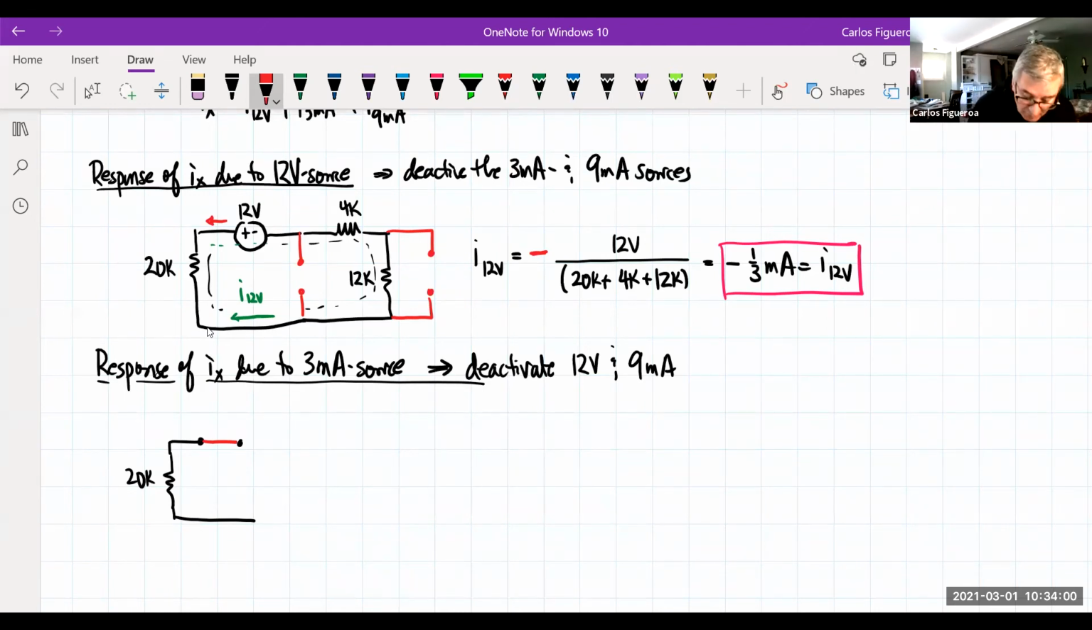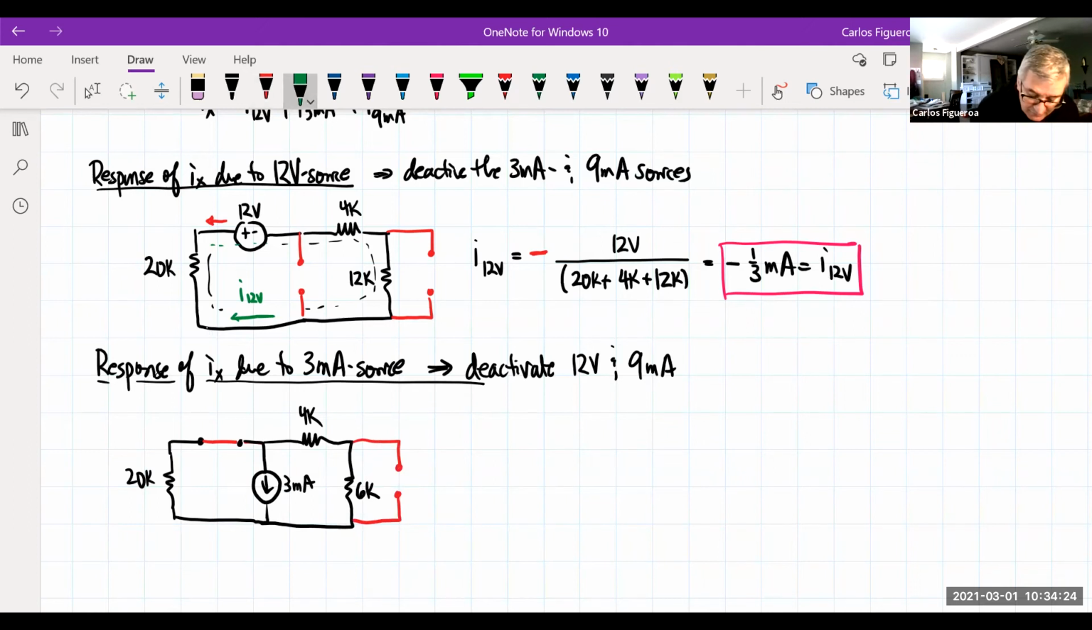And if you take a short across the voltage source, then all of a sudden, you're going to see that I have an active 3 milliamp source. And then again, as we did before, we had the 4K, 6K, and I still have my open for the other current source. So that means that this current here is going to be the current of the 3 milliamps that contributes to this.